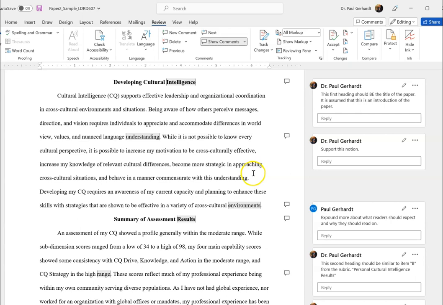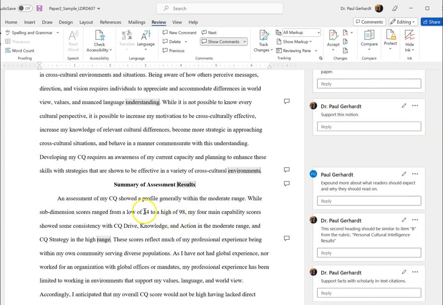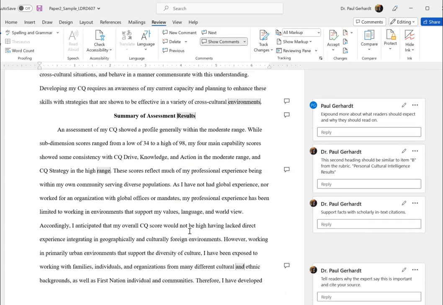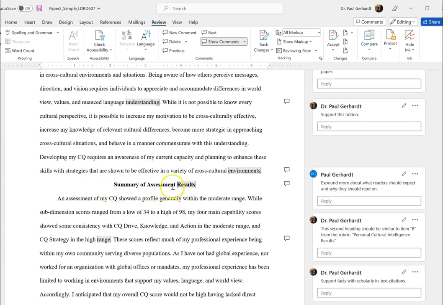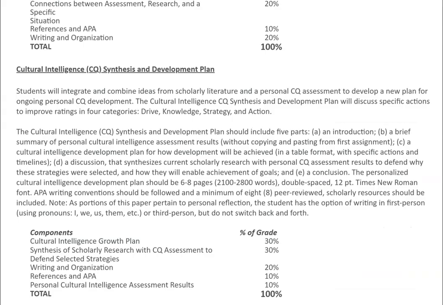You want to be supporting ideas. You are not an expert in this topic. You become more of an expert as you dive into the literature. So I would be using things like developing cultural intelligence, developing cultural intelligence drive as my key words when I'm diving into the scholarly literature. So this is a good summary. Let's see if this author did it right.